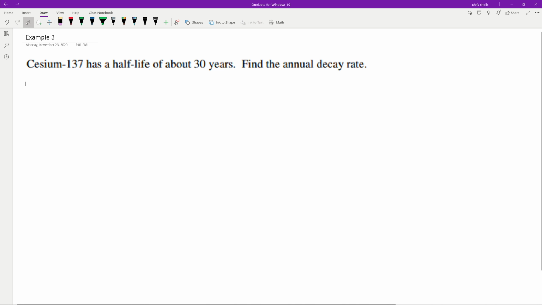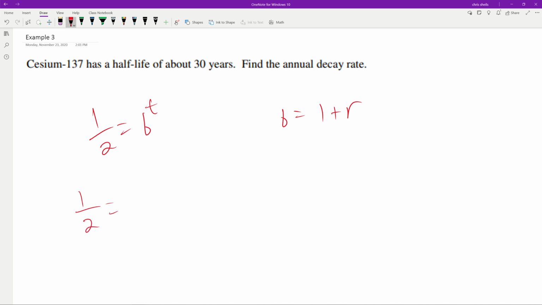So if cesium-137 has a half-life of about 30 years, which we just established, find the annual decay rate. Okay, so I want to find this rate of decay, right? Previously, we said 1/2 equals b to the t. I know that b is 1 plus r. Well, what we want to solve for actually is r. In this, I want to find this decay rate. So 1/2 equals 1 plus r to the t.